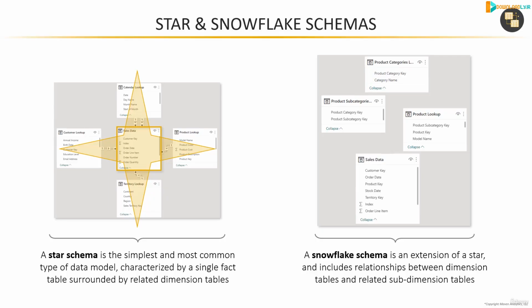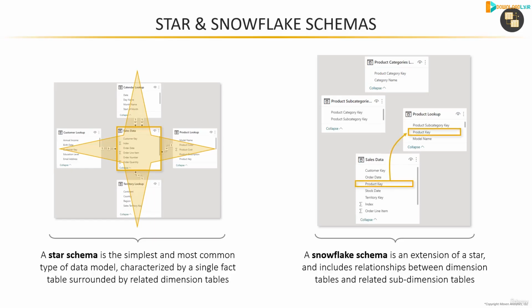This is basically an extension of a star, and it includes relationships between dimension tables and related subdimension tables. So you can think of it almost like a star schema that branches off or creates a chain of relationships between different levels of lookup tables. So it's a little bit tricky to wrap your head around at first, but let's talk about the exact relationships that we could create here based on the four tables that we're looking at.